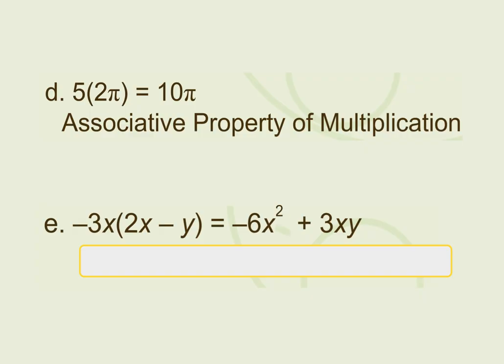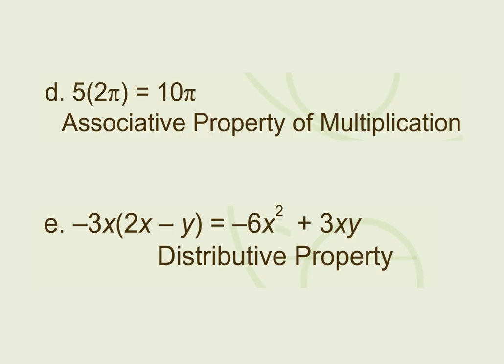And this last one, we have negative 3x times parentheses 2x minus y, and they've changed that to negative 6x squared plus 3xy. This is distribution. They've taken this and distributed it through. So this is the distributive property.